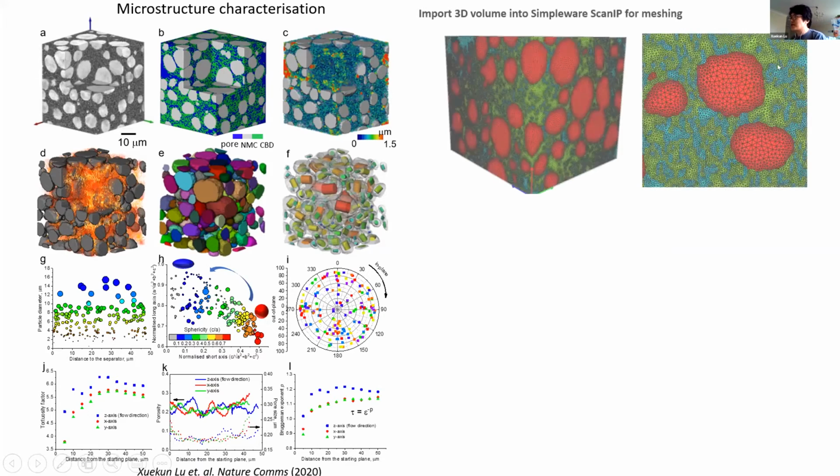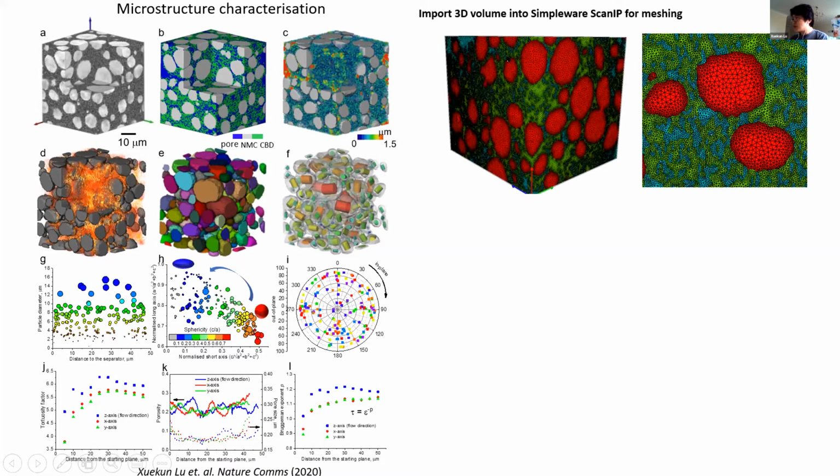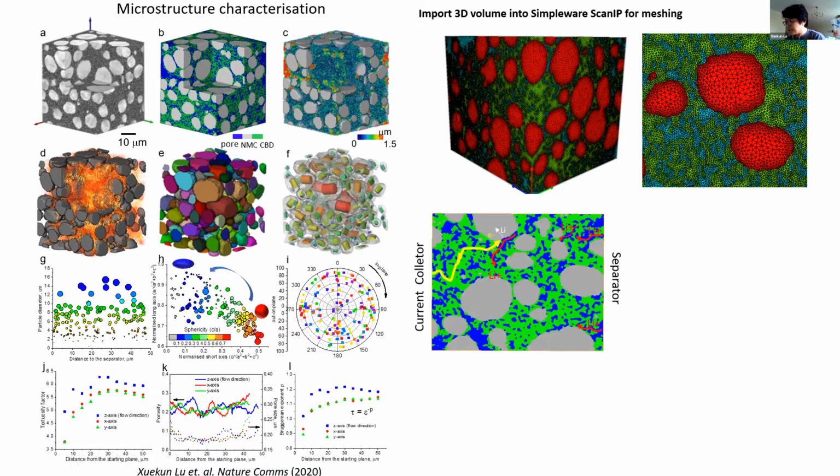Then after we segment the pore phase, we import it into the meshing software. We use Simpleware ScanIP, and we can see here that an adaptive mesh element is used with the microstructure. We have a coarse mesh size for the coarse structure, and a fine size for the fine structure. Then we import the meshed volume into COMSOL Multiphysics, which is a multiphysics simulation software.